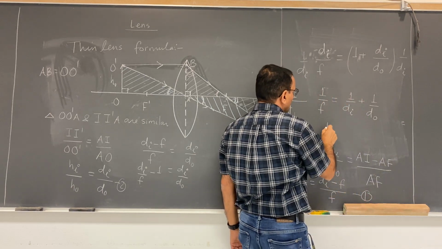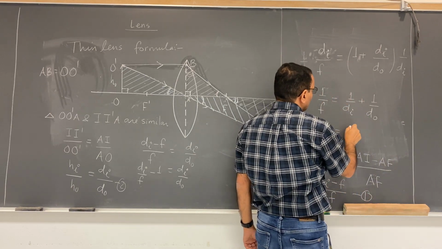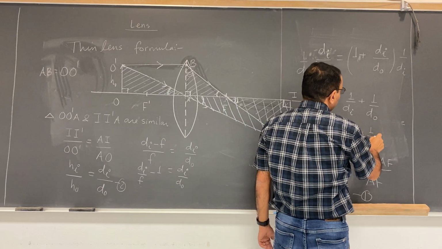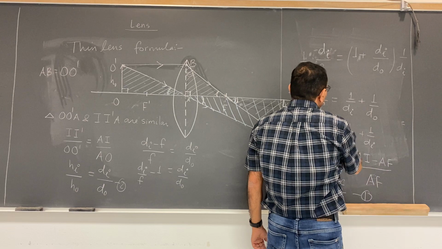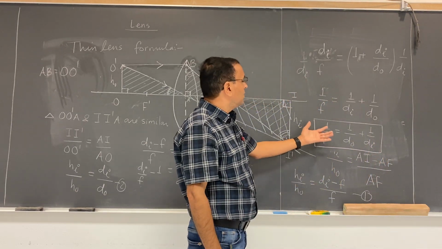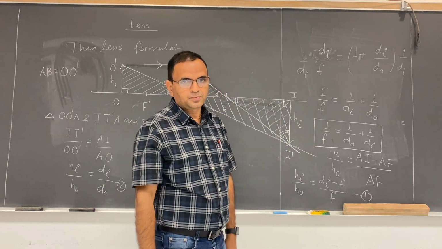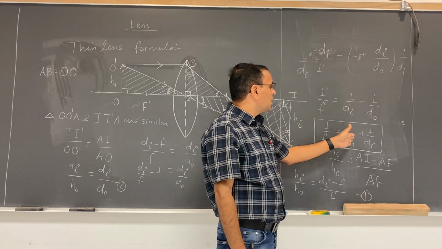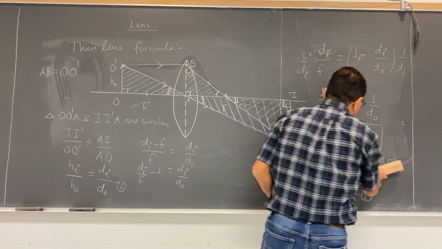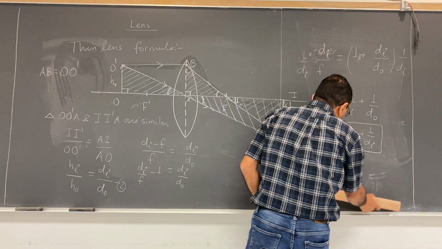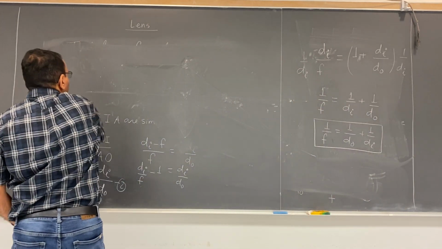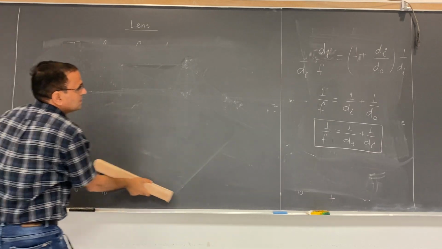Therefore, you can write down 1 over f is equal to 1 over do plus 1 over di. Okay, this is the thin lens formula for the convex lens. 1 over f equals 1 over object distance plus 1 over image distance. And this is for the convex lens. For the concave lens also, you can write it in the same way. I don't derive the formula.